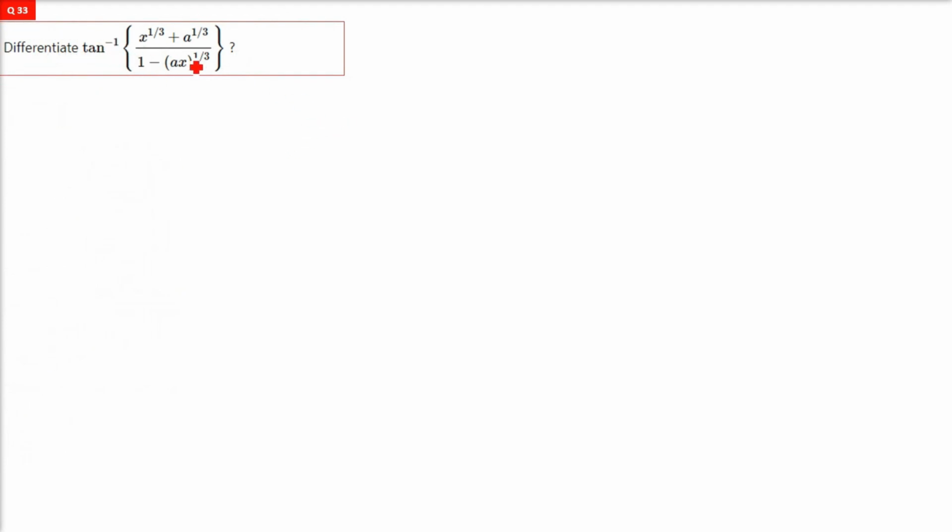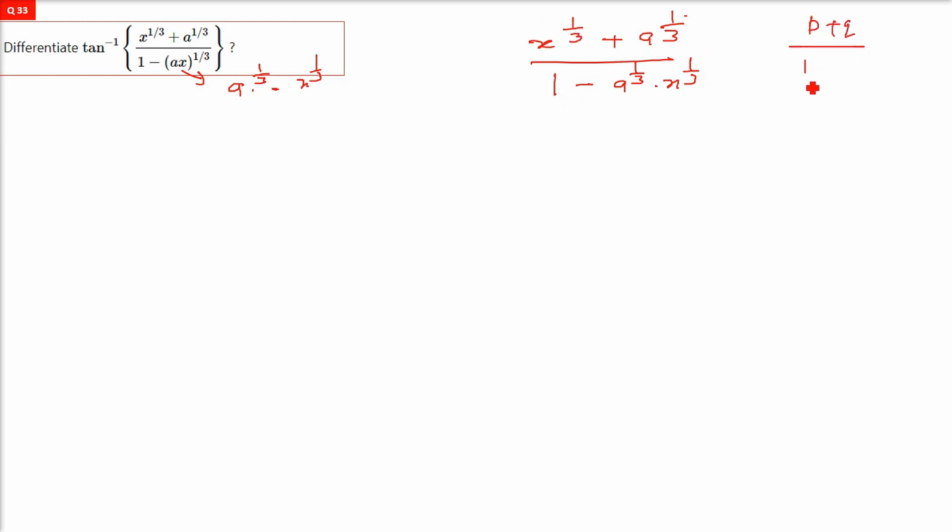Differentiate tan inverse of x raised to 1 by 3 plus a raised to 1 by 3, divided by 1 minus a into x raised to the power 1 by 3. So the denominator is a x into 1 by 3, which is essentially equal to a raised to 1 by 3 multiplied by x raised to 1 by 3. So let us separate it so that we get something of the sort which we have already seen. For example, assume it to be p plus q by 1 minus p into q. If you have something like this, it's basically a tan inverse of something.